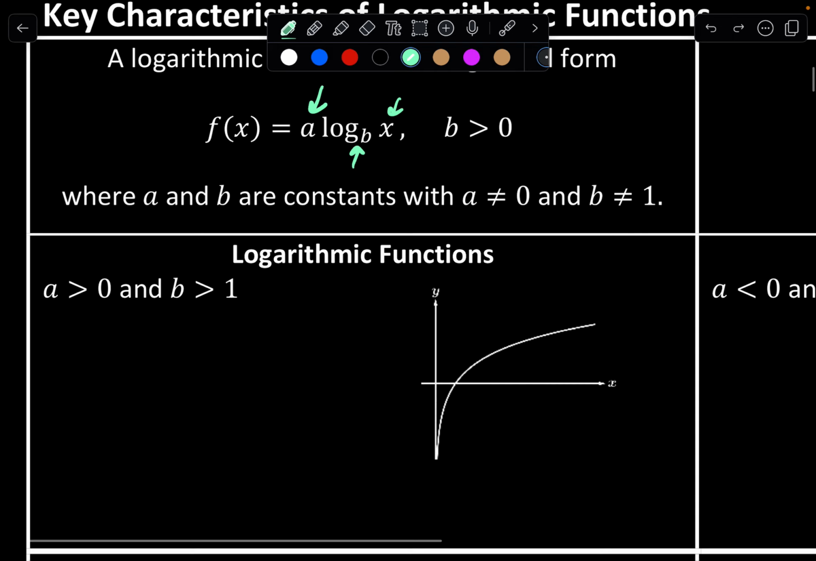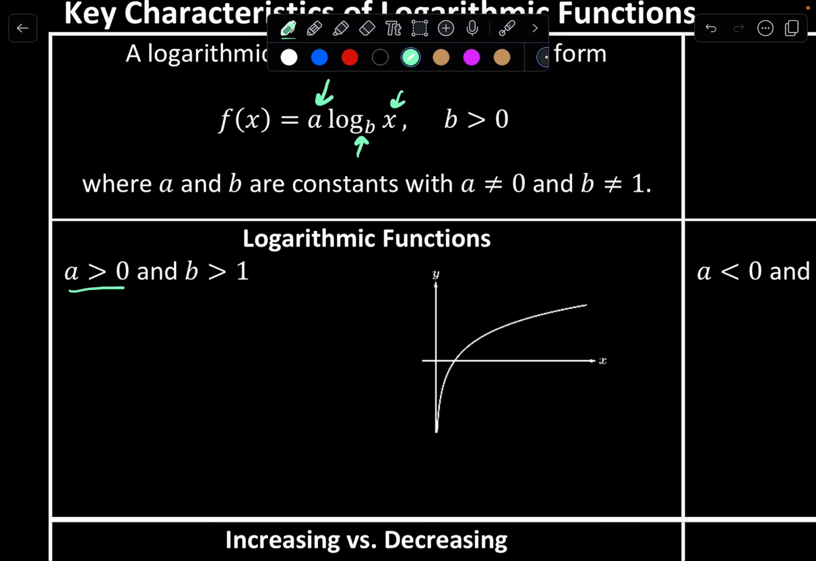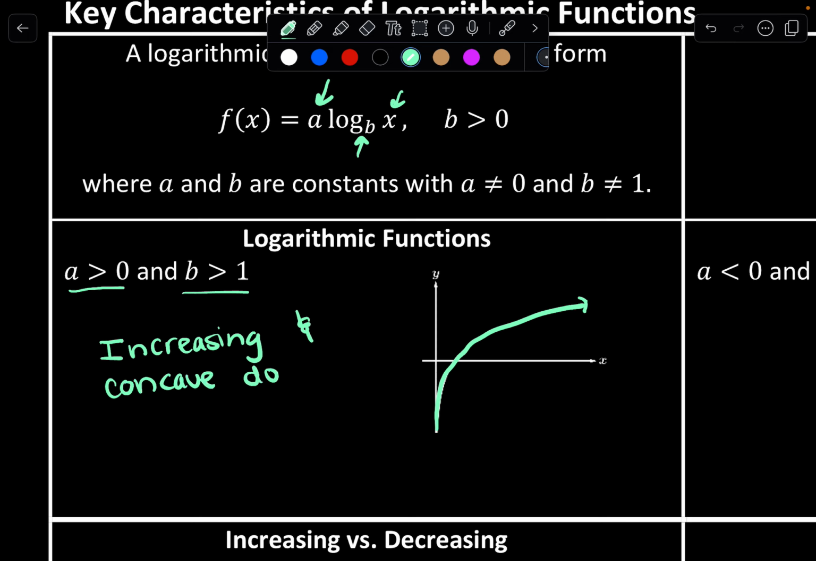So as far as the logarithmic functions, we have an example where a is greater than 0, so it's positive, and then b is greater than 1. In this class, we'll see the base be greater than 1, okay? So when both of these characteristics exist, we will have a function that is increasing, okay? So this is increasing and concave down. And when the function is concave down, that means the rate of change is decreasing.